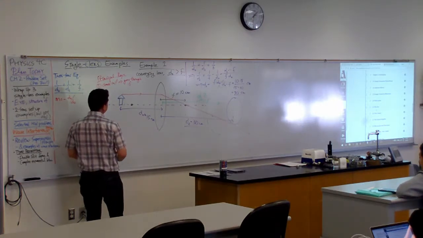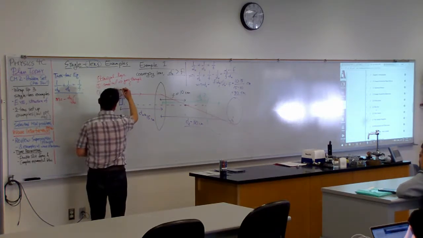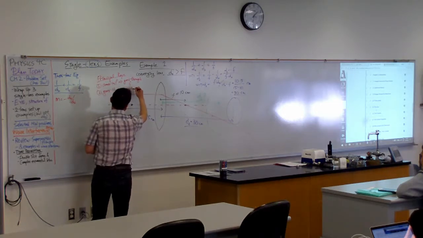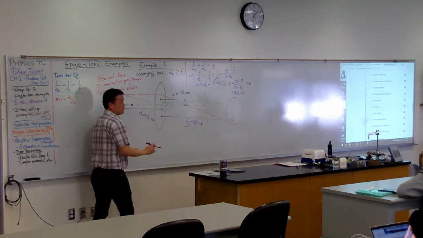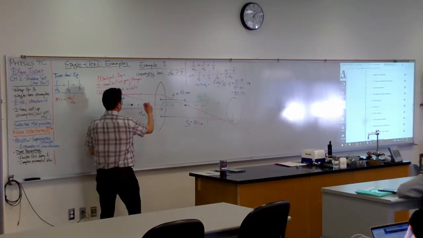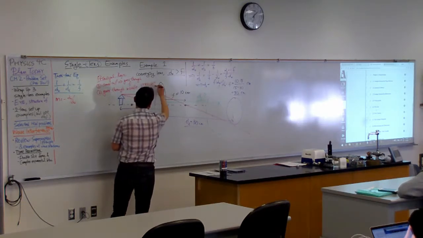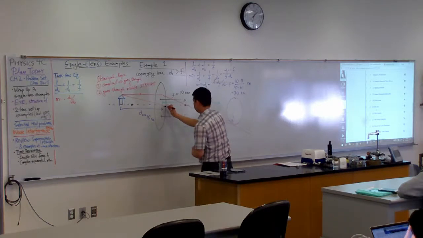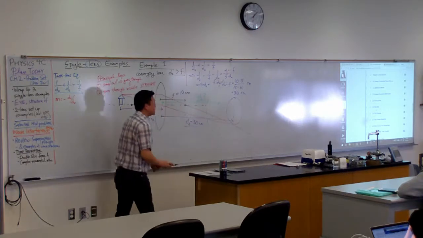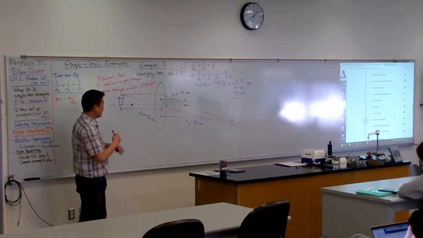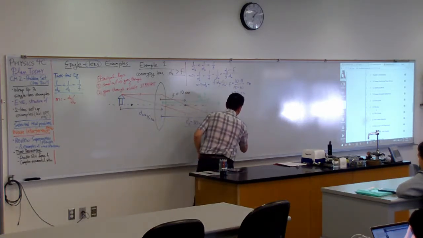Second, it goes through the middle of the lens, and as it goes through the middle of the lens, do people remember how it goes? Yeah, it goes straight through the middle. It doesn't bend. So somewhere here. I don't know, good enough. If you did it with a straight edge and with perfect precision, then you should end up somewhere here.